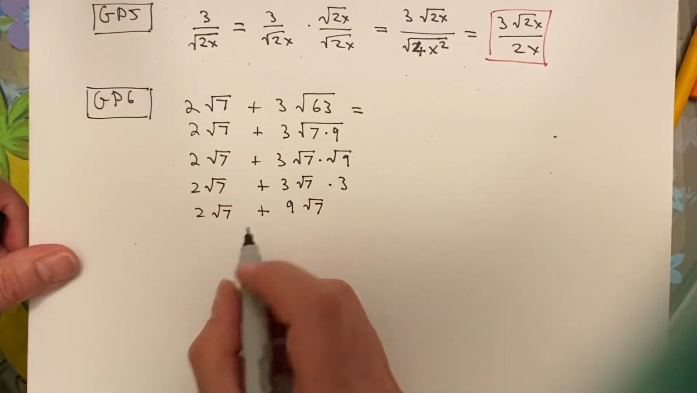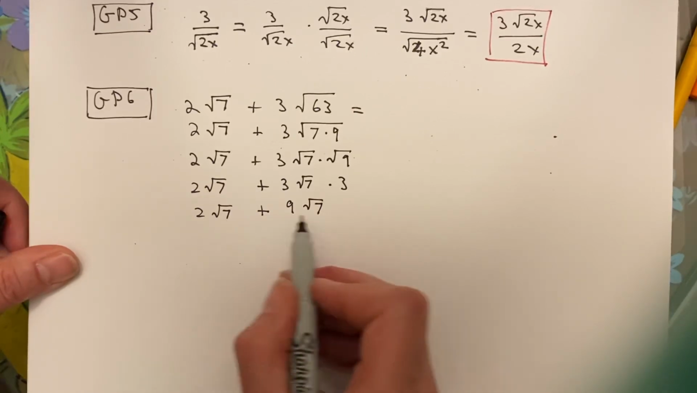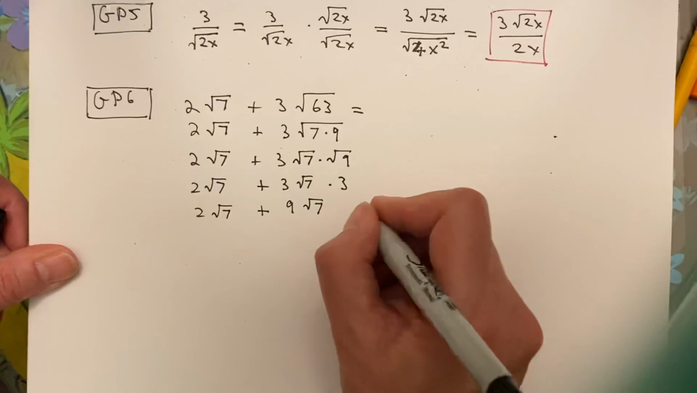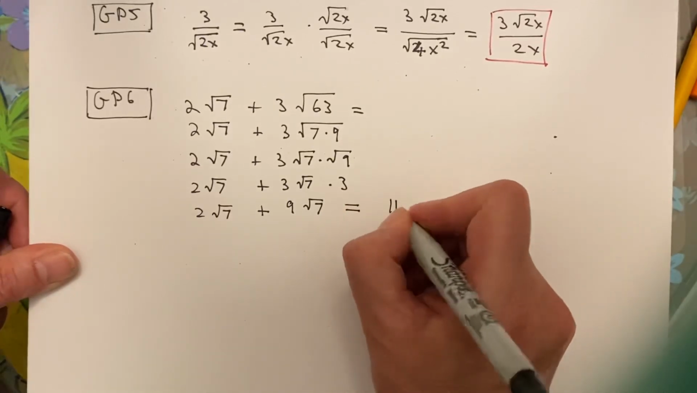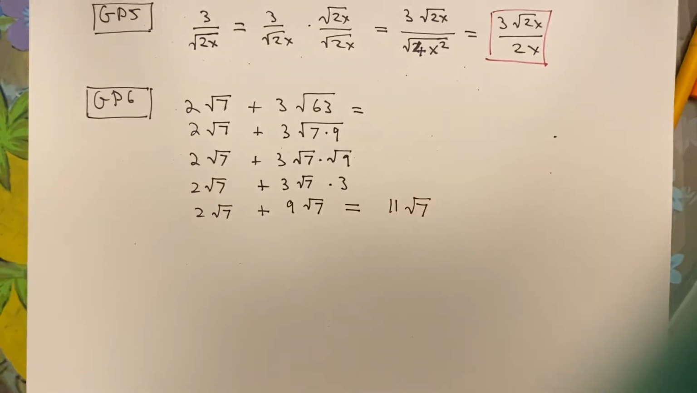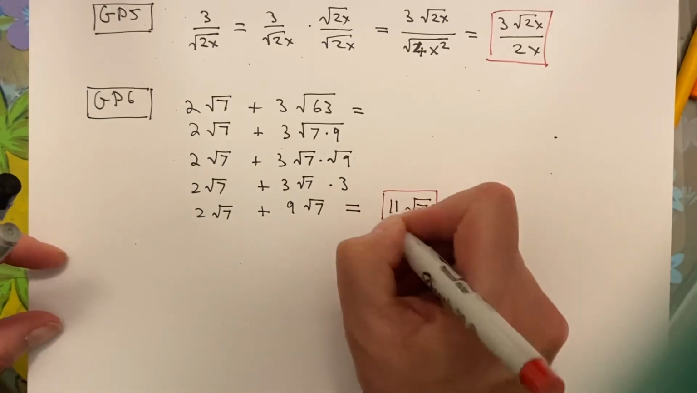I now have like terms. I had something multiplied by the square root of 7 and something multiplied by the square root of 7. So I'm now allowed to combine those, and I get 11 square root of 7. And hopefully that's what you got also for guided practice 6.